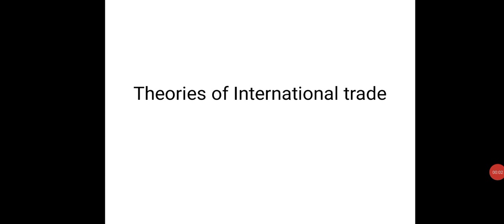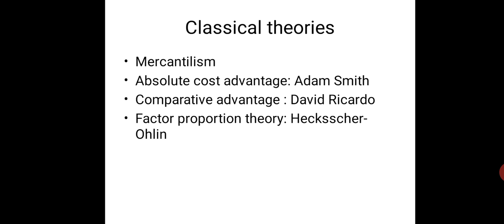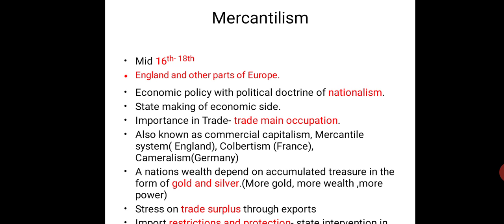In the previous class we started off with the theories of international trade. We discussed some of the classical theories, country-based theories, mercantilism. Mercantilism gave more importance to trade. It is an economic school of thought which considered that increasing the trade surplus will increase their wealth in the form of gold and silver. More wealth means more power to them.